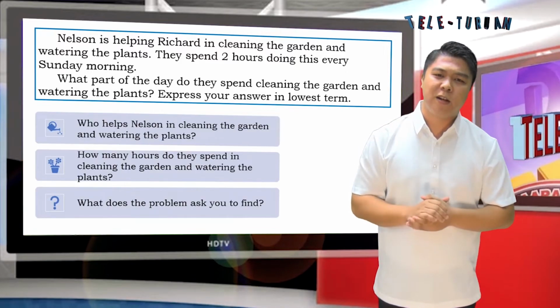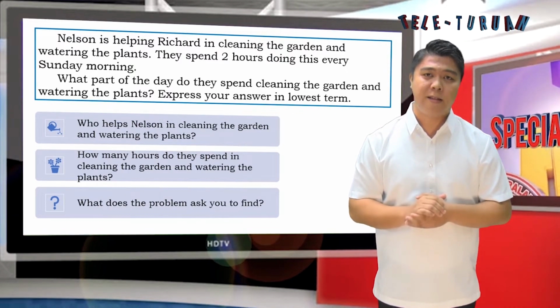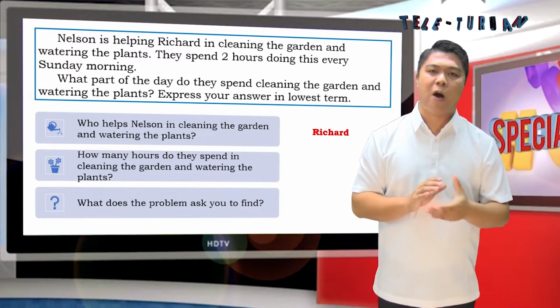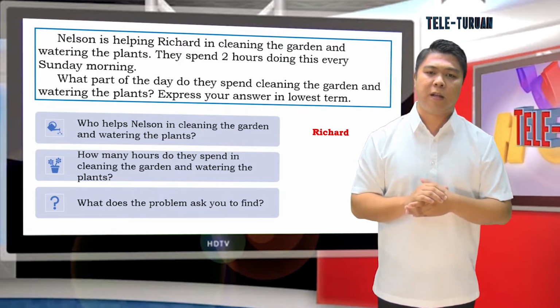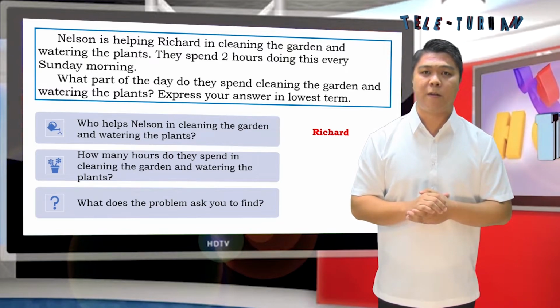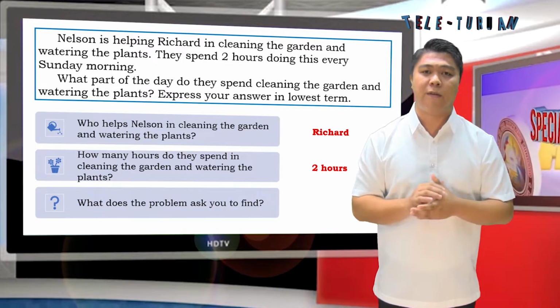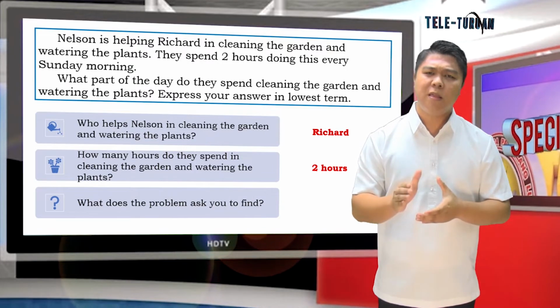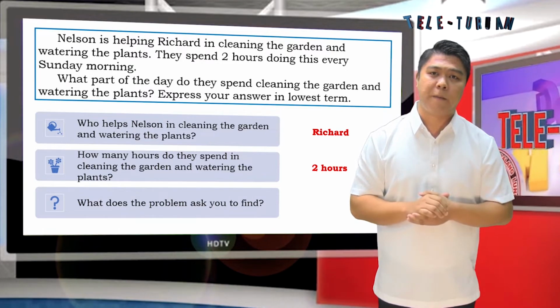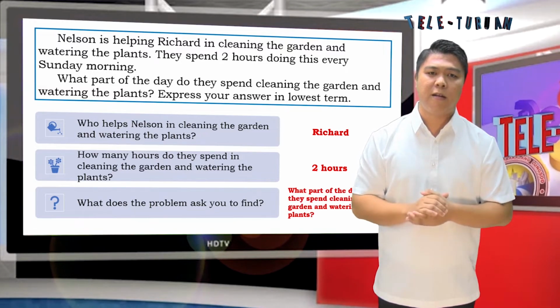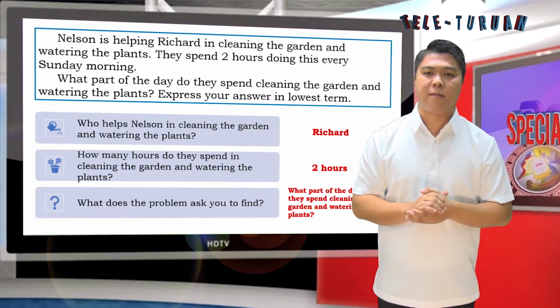Who helps Nelson in cleaning the garden and watering the plants? Very good. It is Richard. How many hours do they spend in cleaning the garden and watering the plants? You are right. They spend 2 hours doing this every Sunday morning. What does the problem ask you to find? Correct. What part of the day do they spend cleaning the garden and watering the plants?